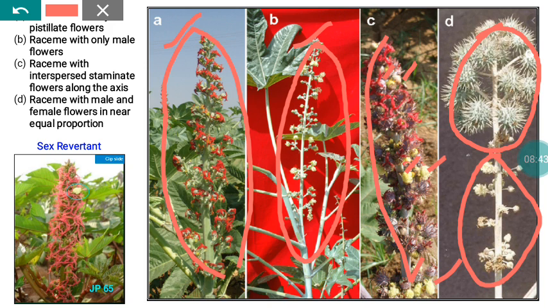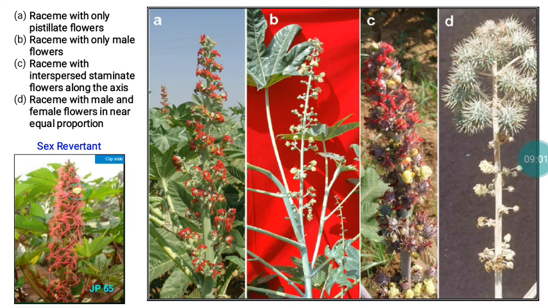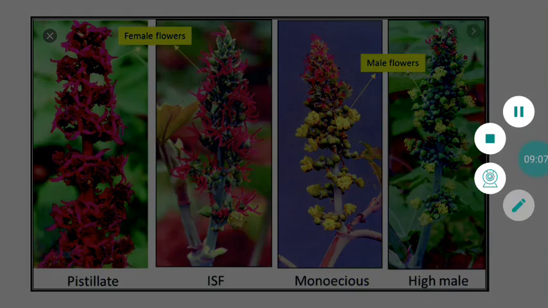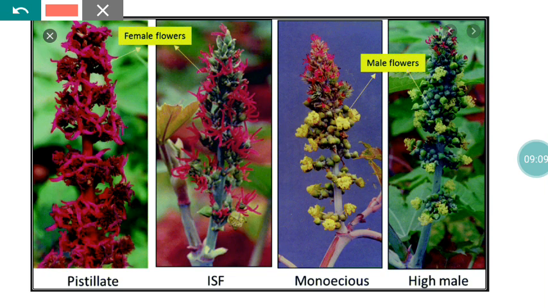So this is a sex revertant. Originally it's of pistillate nature. Due to environmental influences, at any point of time this will be reverted back to monoecious nature. Here you can see yellow-colored staminate flowers have started to appear. Here also you can see pistillate flowers, so only female flowers occur and everything is red in color, whereas this is an interspaced one. In the interspaced one, you can see the occurrence of male flowers here and there.